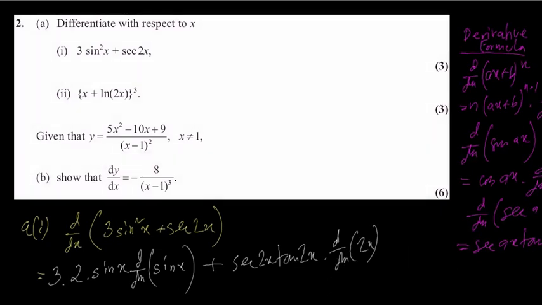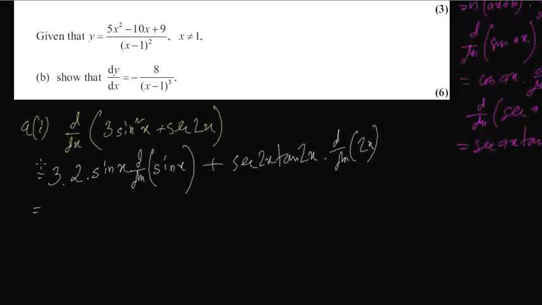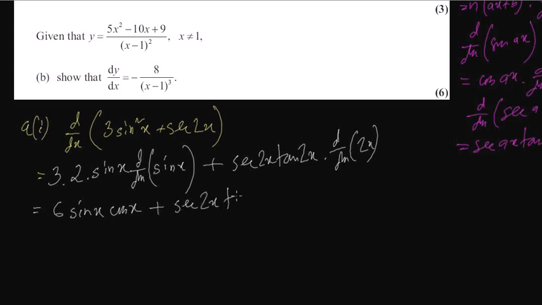So the next line is going to be 3 times 2 sine x, the 6 sine x. If you differentiate sine x, it is cos x. Oh, we also need to know the derivative of sine x, which is cos x, plus sec theta tan theta, and d by dx of 2x is 2. Let me write the 2 here in front. So this is it. You don't have to do anything else, and this is done.